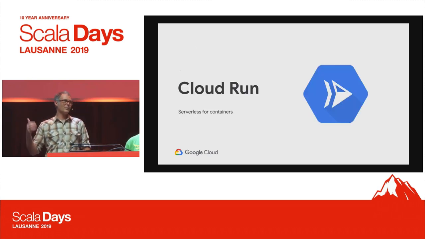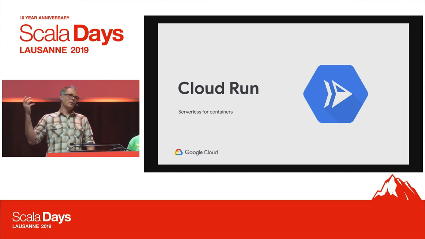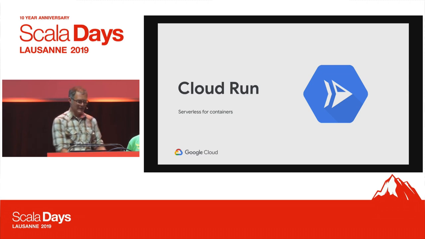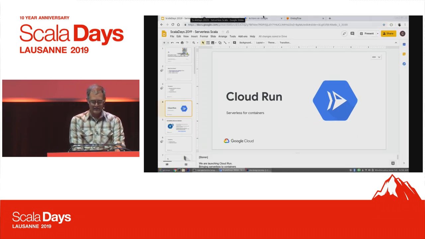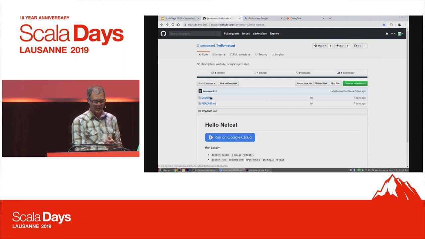At Google, what we're going to be using today is something called Cloud Run, which is serverless for containers. You take your containers and upload them to Google Cloud for Cloud Run, and then we will run those serverlessly. Let me give you a quick little demonstration of that. I have a repo here on GitHub, and this is about as simple as things could possibly get. I'll show you the Dockerfile here.